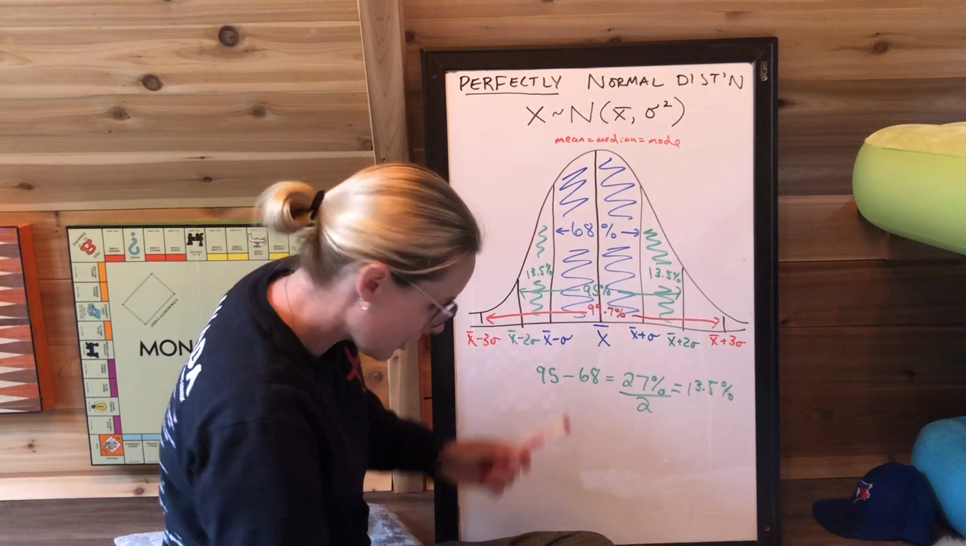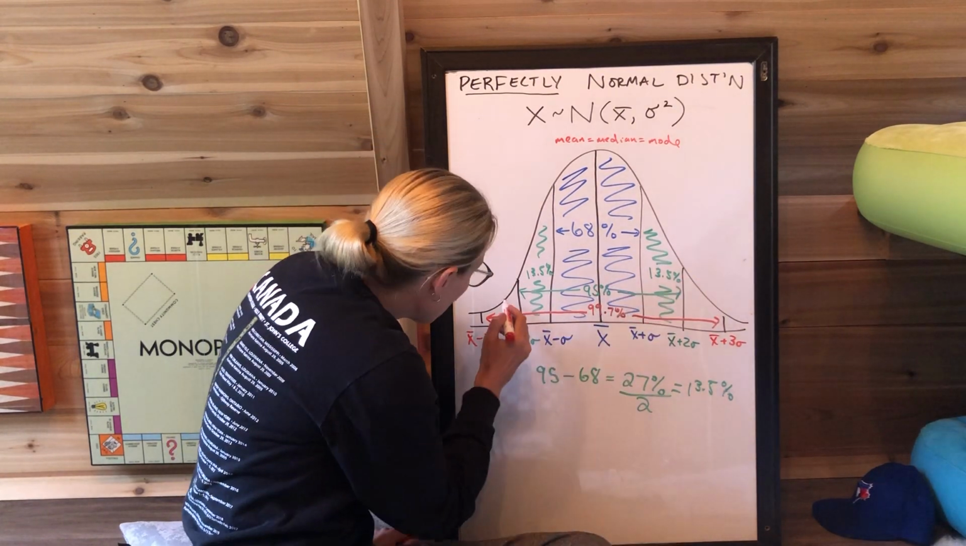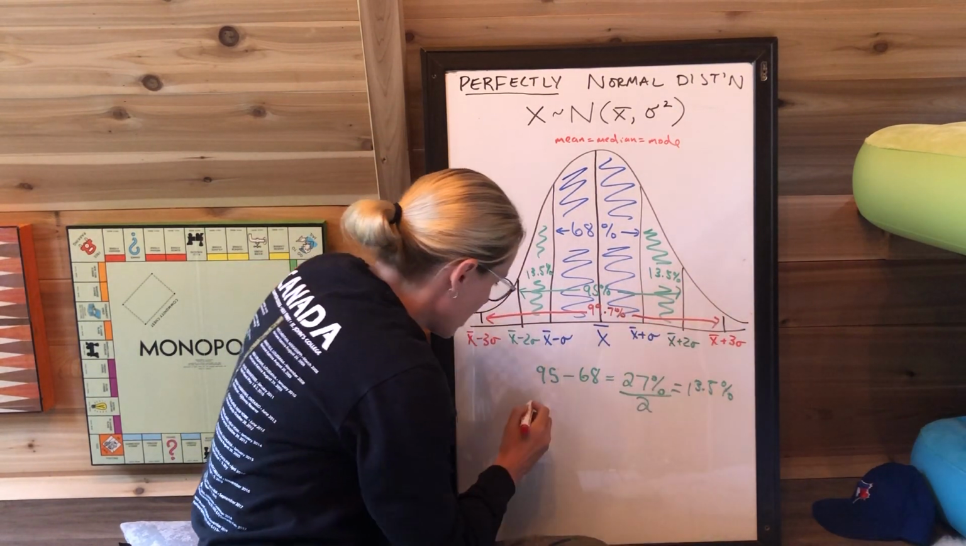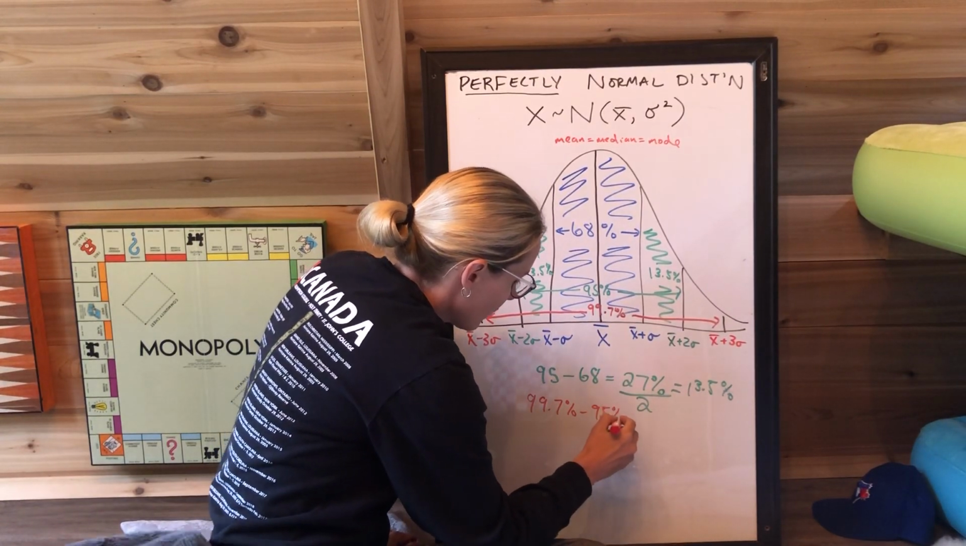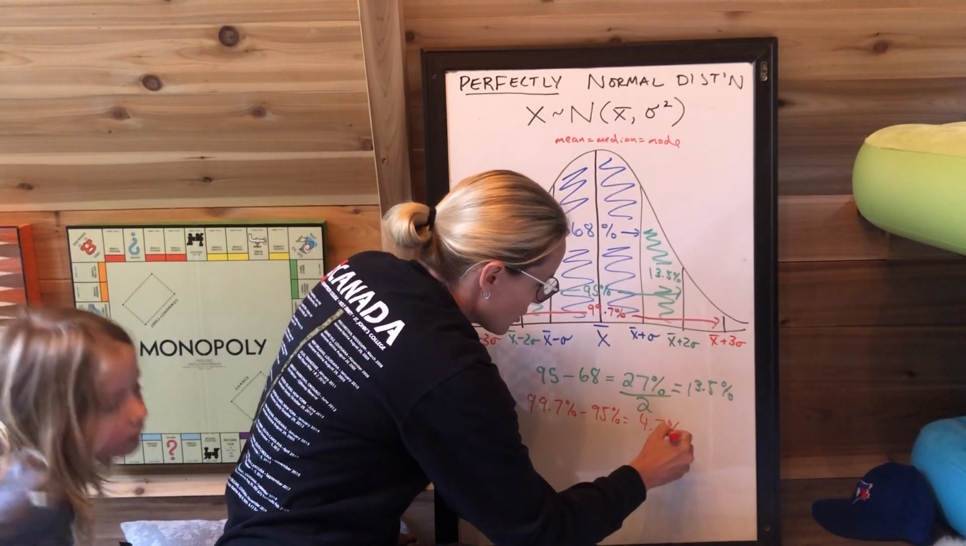Now, if we've already accounted for 95%, and we want to find out what's in each of these sections, we take our 99.7, we subtract 95, and we get 4.7%. So we have to split this.